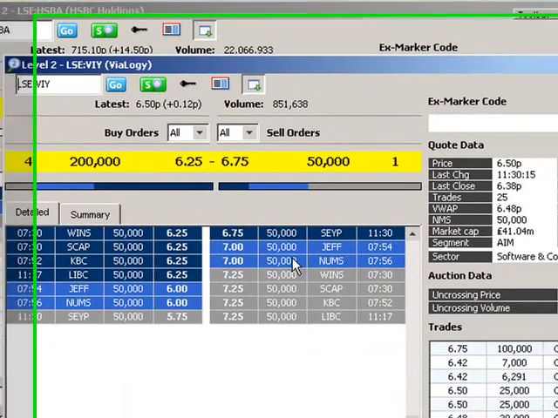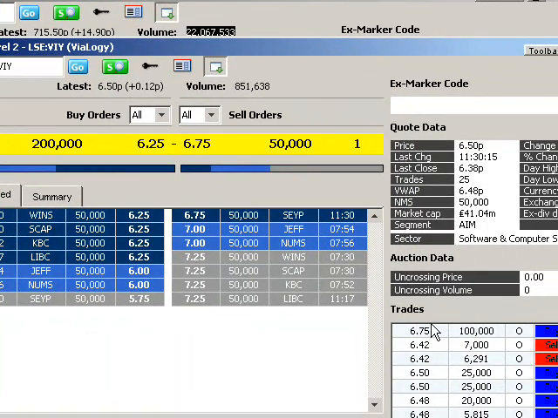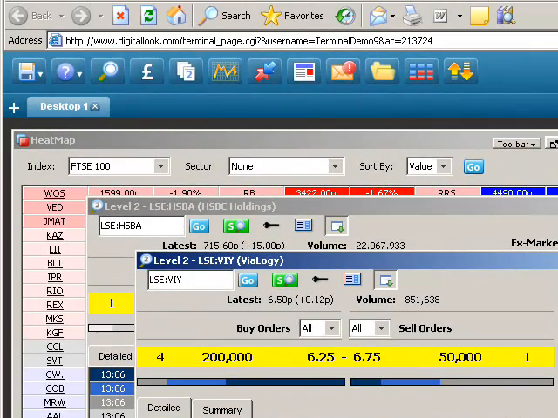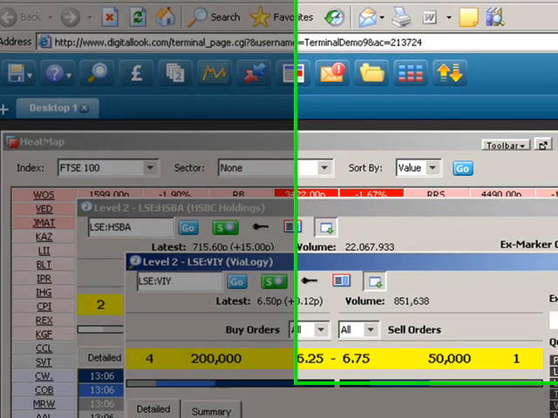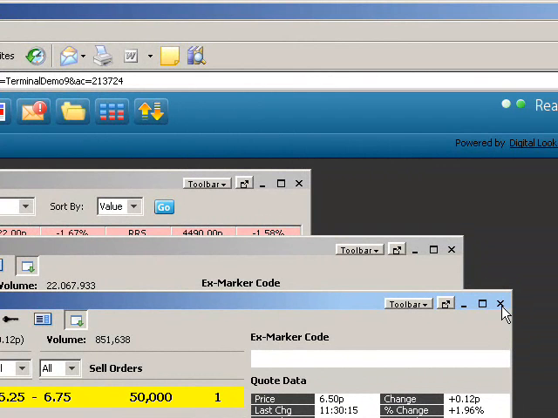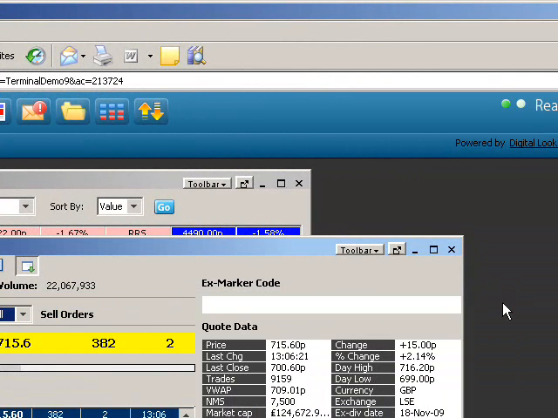Liquidity in these stocks is a lot less. Therefore, in most cases, you will probably have to phone up for a price. Now at the moment the best bid offer is 6.25, 6.75. If you phone a market maker direct, you may get a better price than that, or you may not. So that's level 2 for small cap and AIM stocks.